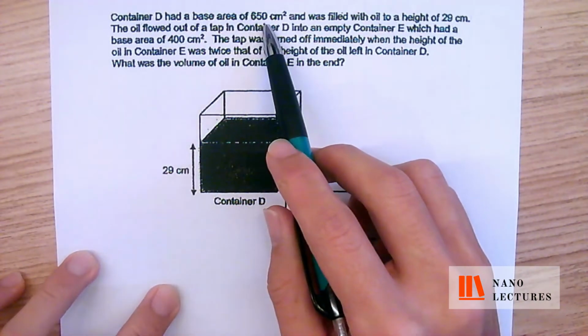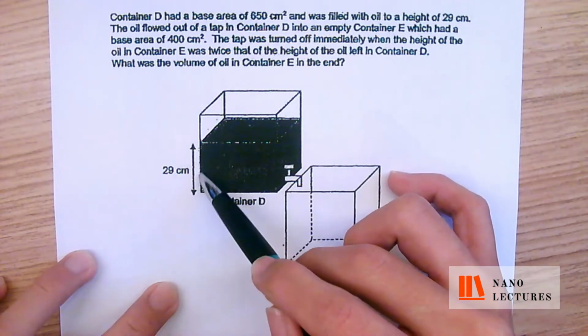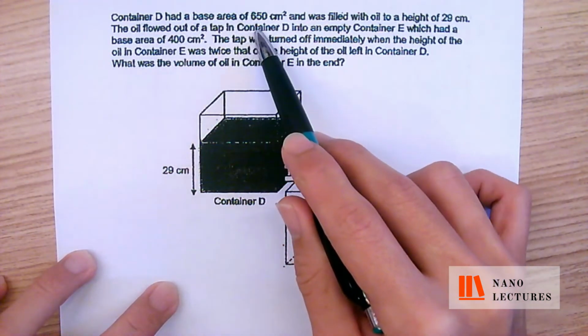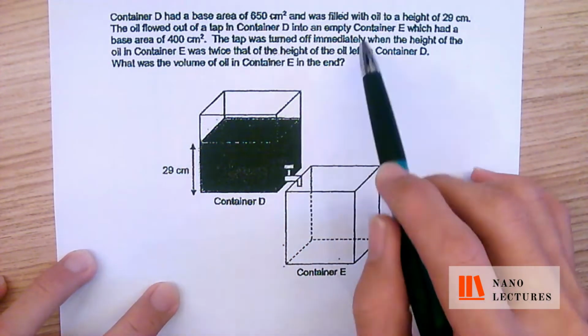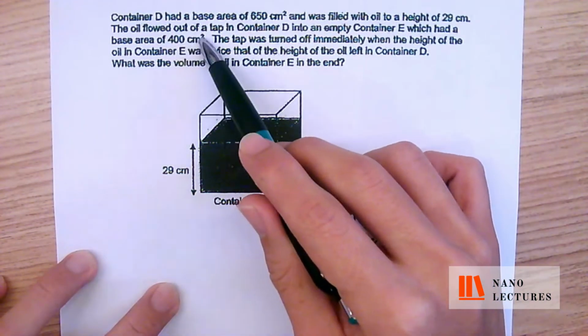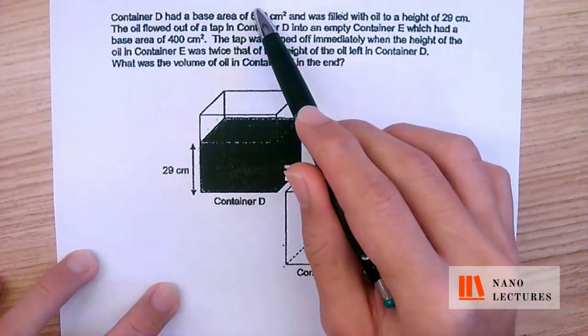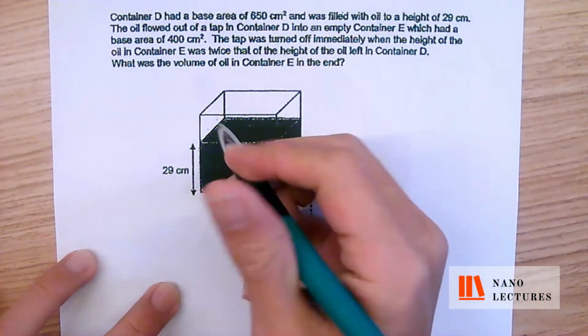Container D has a base area of 650 and was filled with oil up to a height of 29 cm. They said that the water flowed out of a tap in D to E, which had a base area of 400 cm squared. So is this number reflected inside here? And is this number reflected here? It's not, right? If it's not, go and put it inside your own diagram to help yourself.